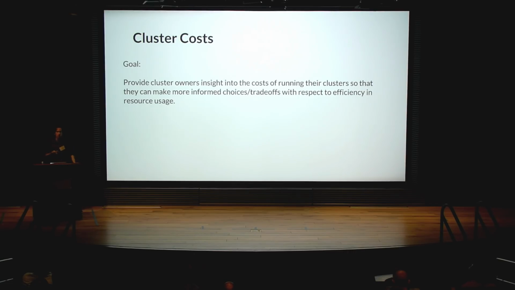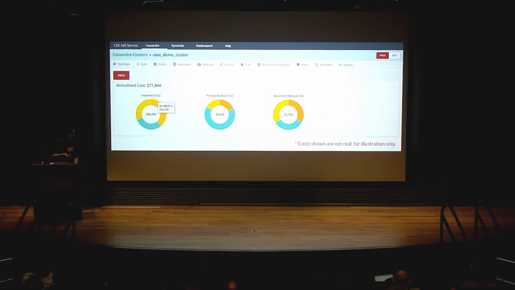The idea behind this was to provide cluster owners insight into the costs of running their clusters so that they can make informed choices and trade-offs with respect to efficiency and resource usage. Like, do I really need a dedicated cluster for this use case, or can I use a shared cluster? And what are the cost comparisons of things like that? So this is an example of what that looks like. You're looking at a demo cluster and you see a breakdown of costs for running that cluster, broken down by whether this is EC2 costs purely or things like S3 backups. It's also broken down by region, so you can see patterns in that as well.